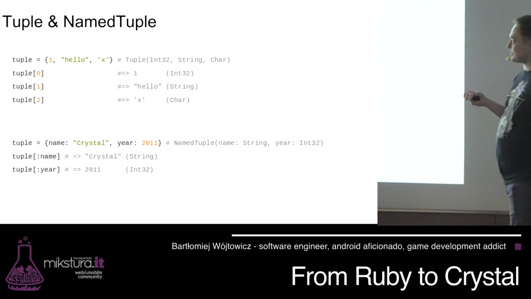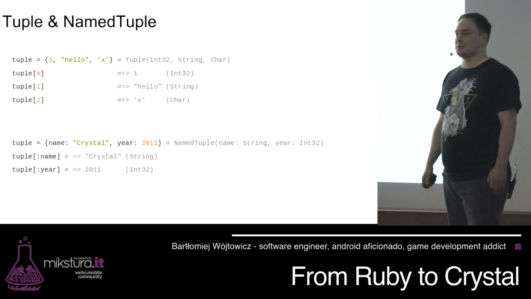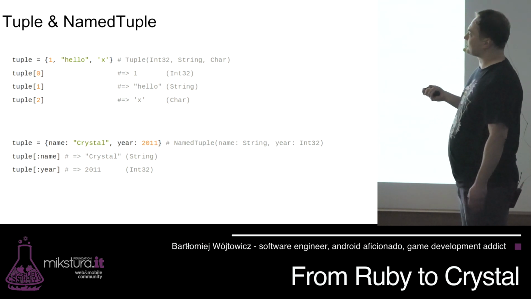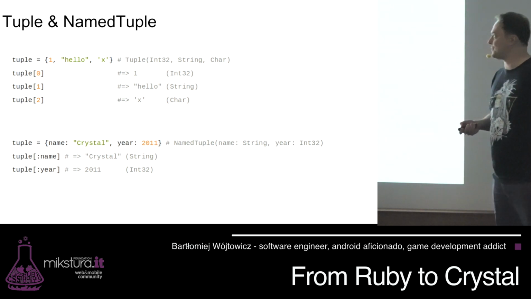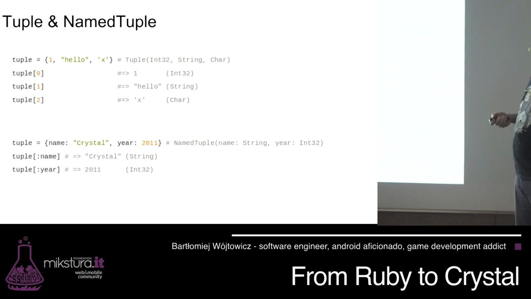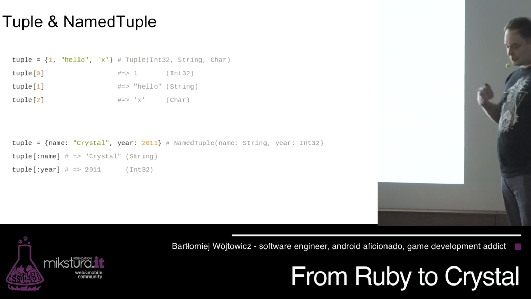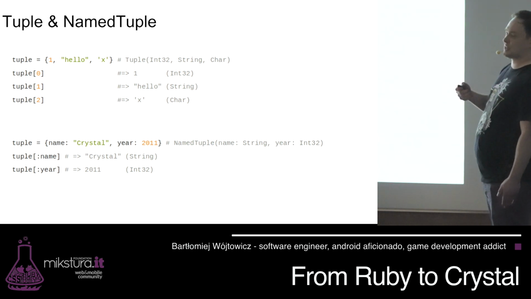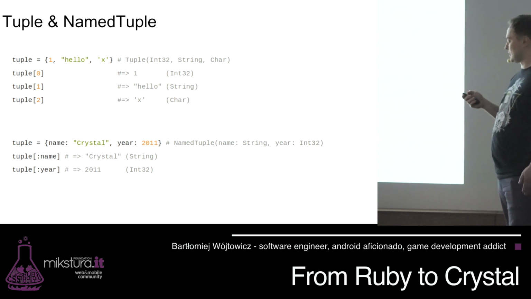Okay, and here is a new concept that doesn't exist in Ruby. It's a Tuple and NamedTuple. So what is a tuple? A tuple is a finite, ordered list. So you cannot add new elements once it's created. It has a fixed length.